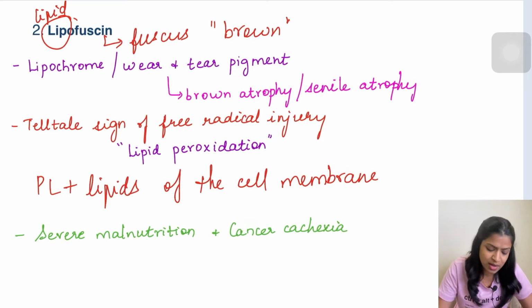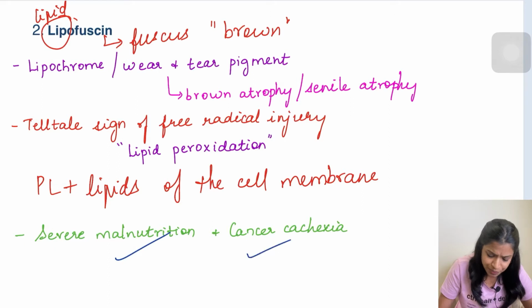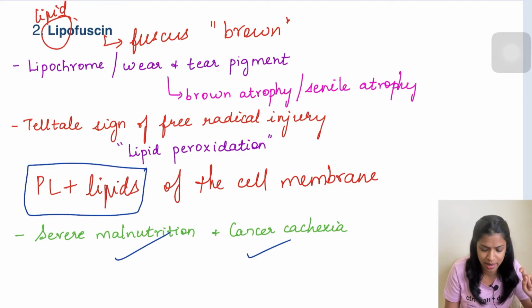Okay, so that is why lipofuscin, the pigment, is also called wear and tear pigment, and senile atrophy is a result of this lipofuscin. And this lipofuscin can also be seen in other conditions like severe malnutrition or in cancer cachexia as well. Okay. So remember, the constituents of this lipofuscin were lipids and phospholipids derived from the cell membrane.